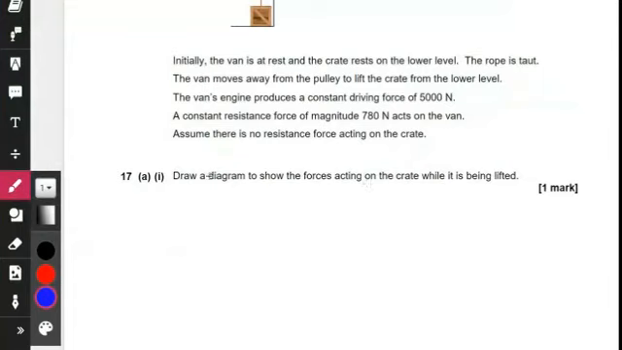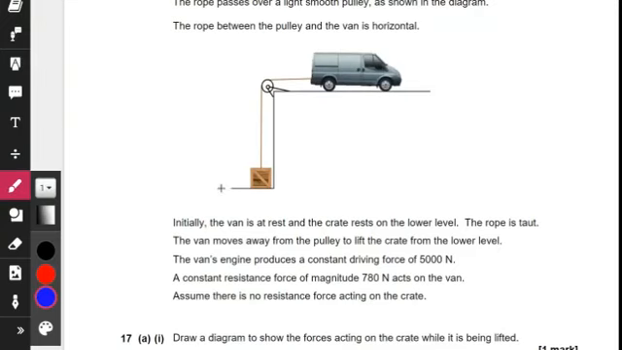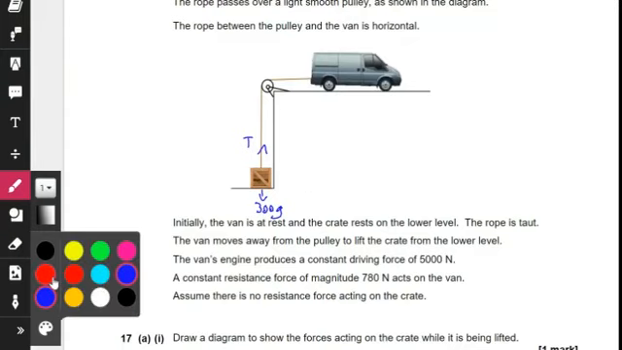Okay, so draw a diagram to show the forces acting on the crate while it's being lifted. We know that the crate has a mass of 300 kilograms, so we've got its weight, which is 300g, and we've got the tension acting on the crate. That's it.